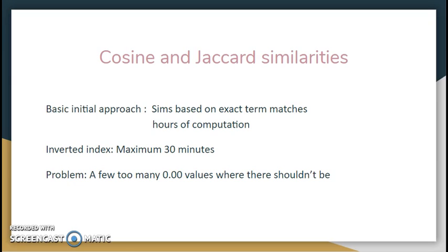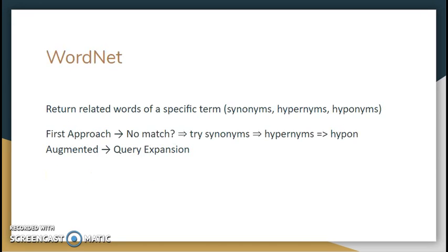But at first glance, we saw that there were just too many zero values where there shouldn't be. We went back to the original data set and saw we were getting zero similarity for document query pairs where there were high relevance. What's happening was it's not finding the exact query term in the document. So one way to solve this is to see if any related words are in the document. And that's where WordNet comes in. WordNet returns related words with respect to a specific term that you give it. So this could be synonyms, hypernyms, and hyponyms.